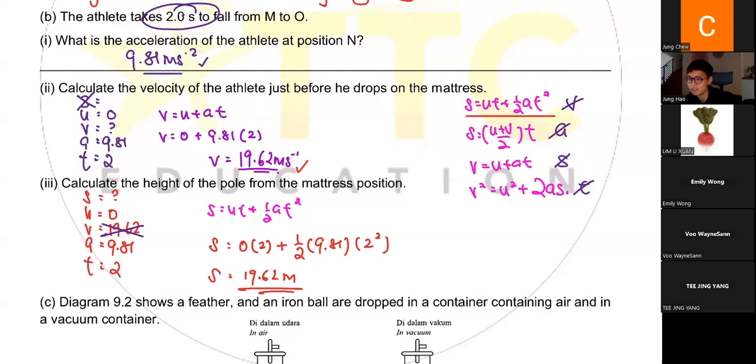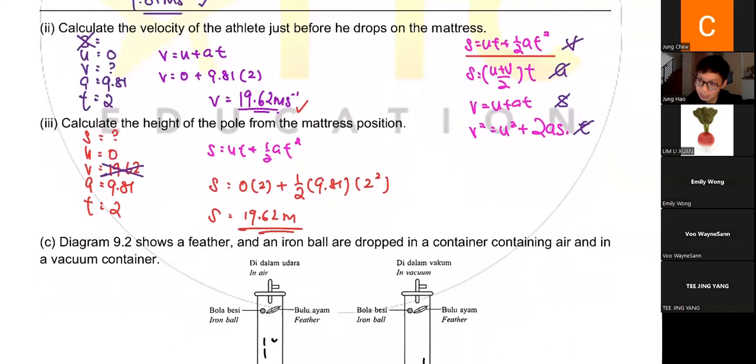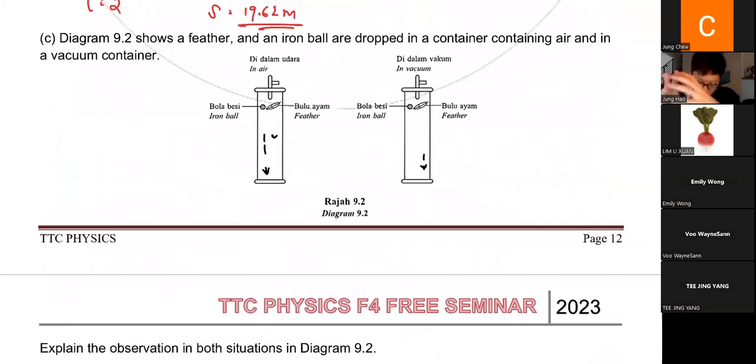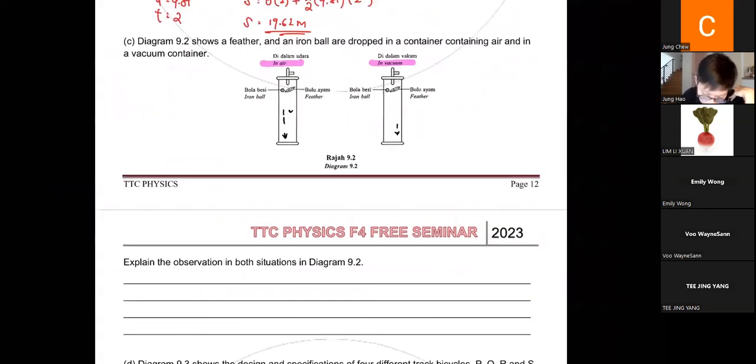Okay. Now, if so far so good, then we go to the next part. Now, here shows a feather and an iron ball dropped in a container containing air and in a vacuum container. So what we have here is, this is in air, then this is in vacuum. Explain the observation in both situations, guys. So can you guys, come on guys, this is the last part already. Can you tell me, what happens here?